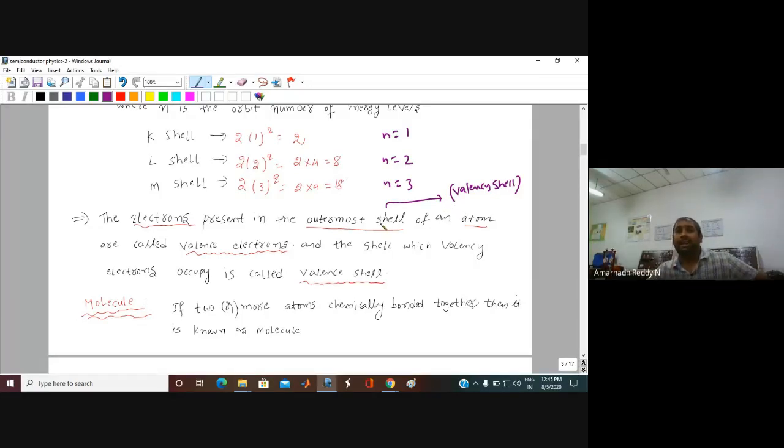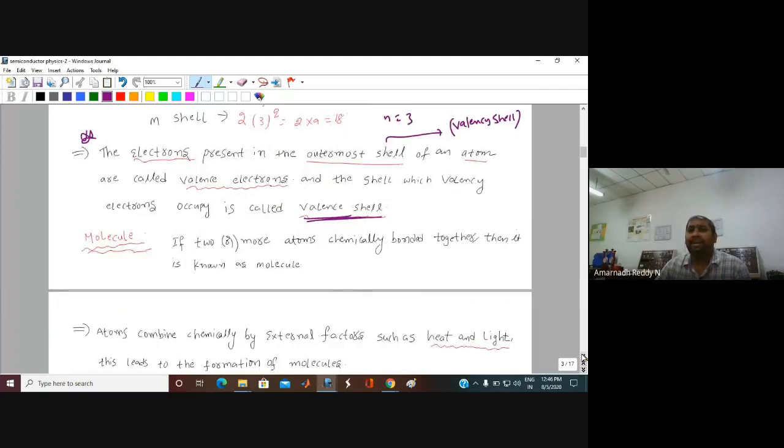I think you know this from your study of physics. The electrons in the outermost shell of an atom are called valence electrons, and the shell which valence electrons occupy is called the valence shell.